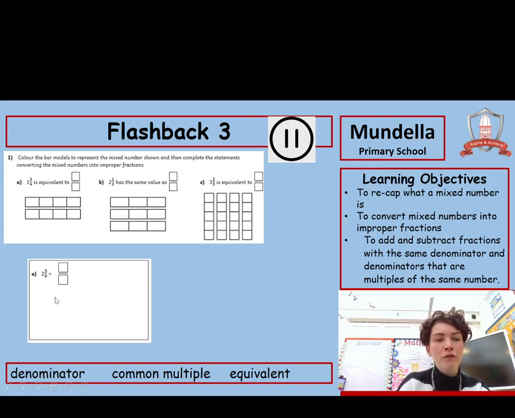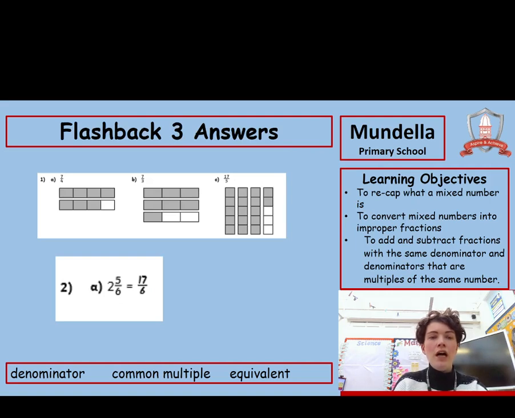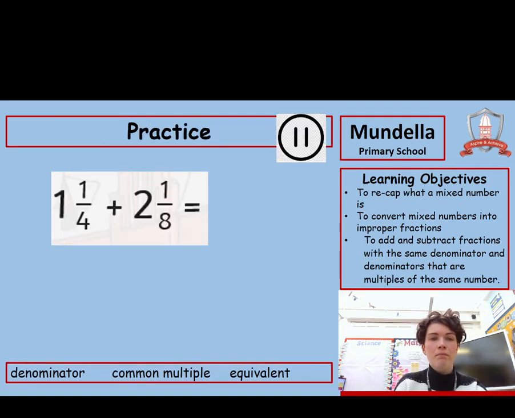And then in this fourth question, you've got a mixed number that you've got to try and convert to an improper fraction, and you can use a bar model to help you. Pause the video now to answer the questions. And your answers are on the screen. Very well done if you got those correct. Pause the video to make your corrections.